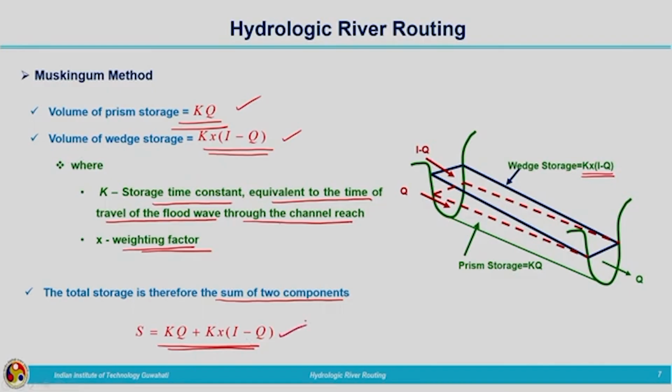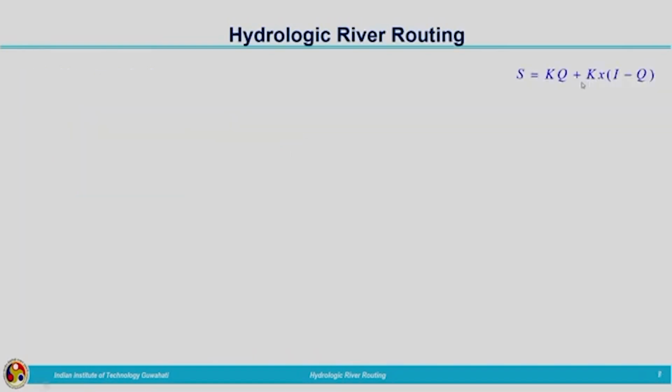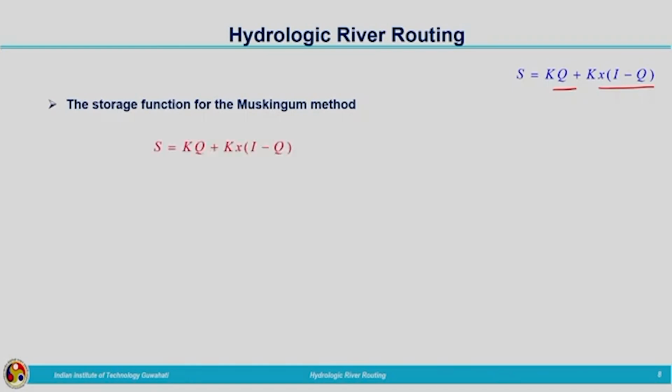So, this is the storage function which is considered in the case of Muskingum flow routing. This is the same storage function which we have seen in the previous slide. We are just going to rearrange the terms to get the storage function corresponding to Muskingum method of river routing. That is, S is equal to Kq plus Kx(I minus Q). So, this will be taking the form finally S is equal to K[xI plus (1 minus x)Q]. I is the inflow and Q is the outflow, and we know already what is X.